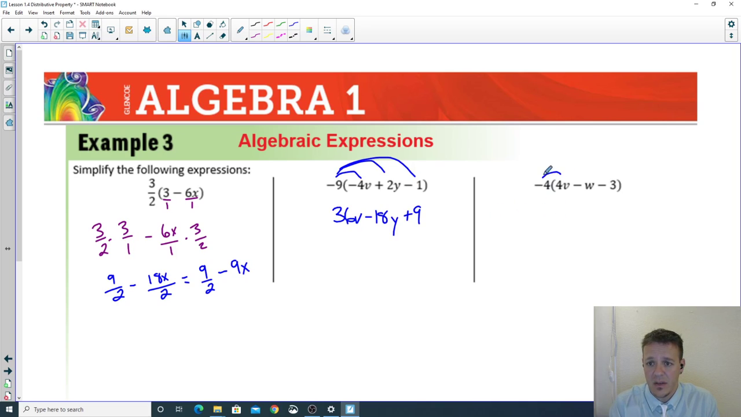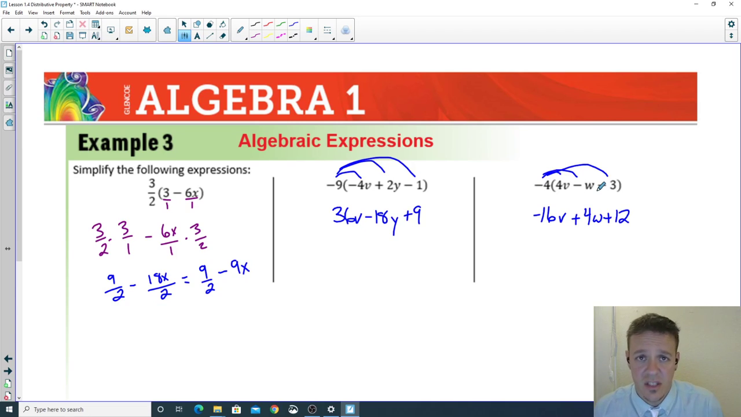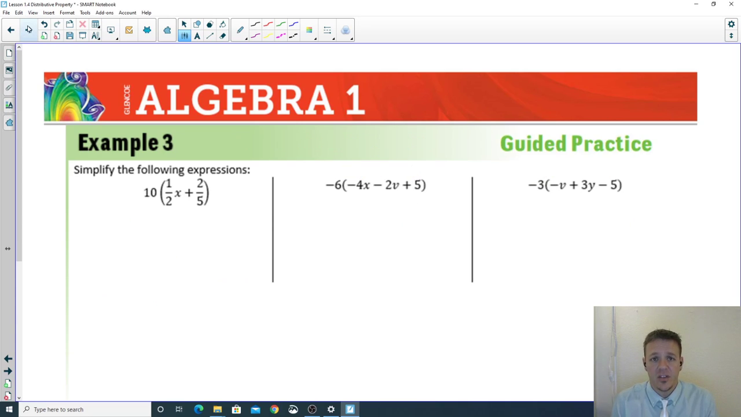Okay, same thing. Okay, try again. You distribute in again. This is going to be negative 16v plus 4w plus 12, right? Because negative times a negative changes the signs up. All right, so what I want you guys to do is work on the next grouping together, and good luck.